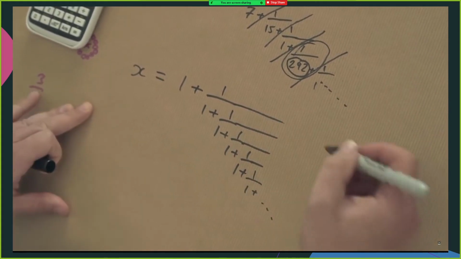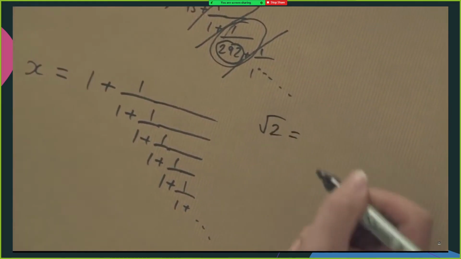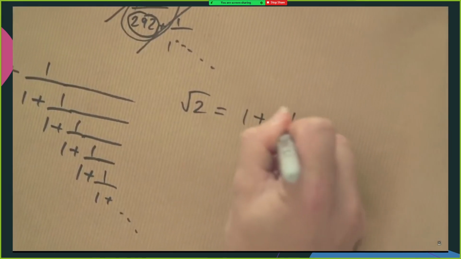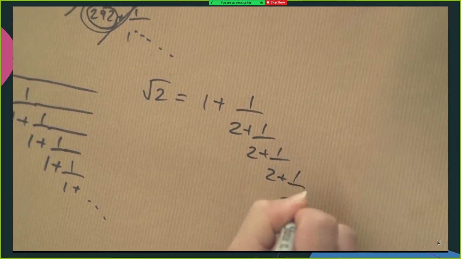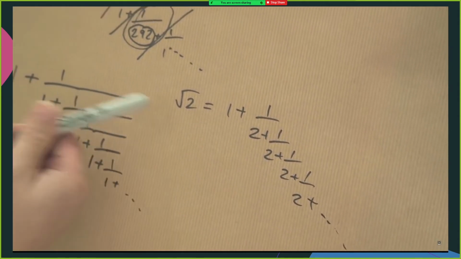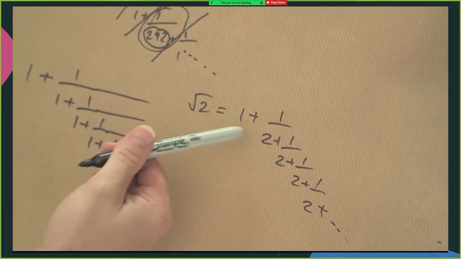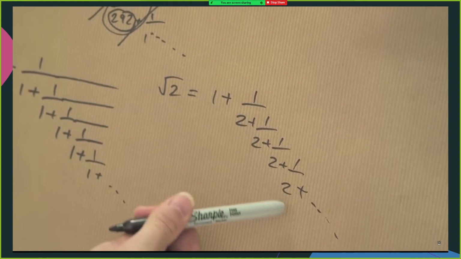Now, just as a little heads up, I'm just going to tell you that root 2 has a continued fraction as well. 1 plus 1 over 2 plus 1 over 2 plus 1 over 2 plus 1 over 2, and it carries on like that. Which is incidentally why root 2 looked pretty good on our diagram, because although these are not the smallest numbers, they're consistent and they stay small.